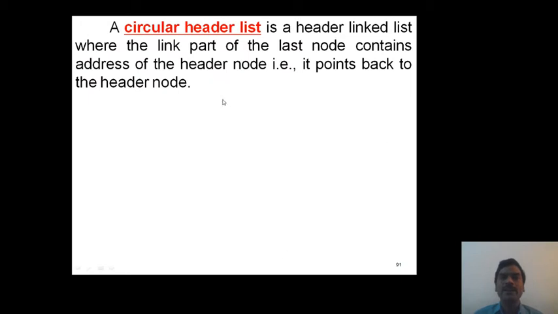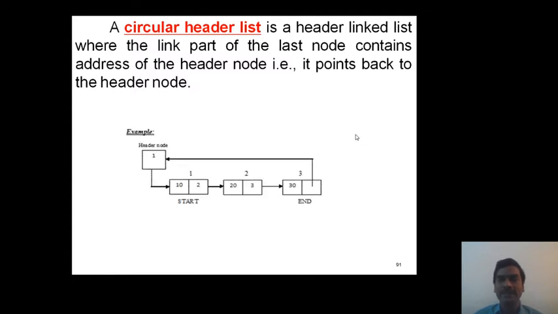Second one, circular header linked list. Circular header linked list is a header linked list in which the link part of the last node is filled with address of the header node. Now this one, diagrammatic representation. Now this one is the header node which stores address of the starting node.